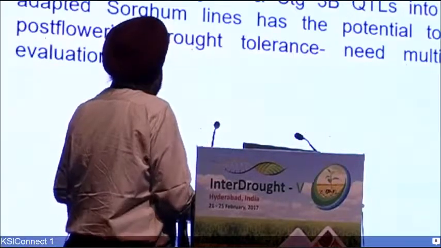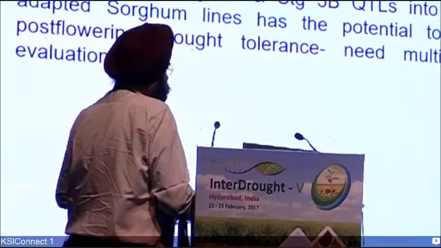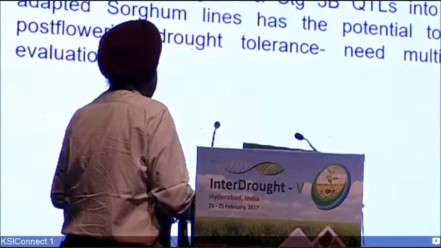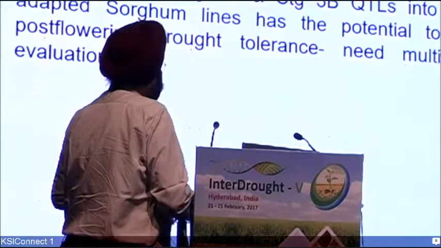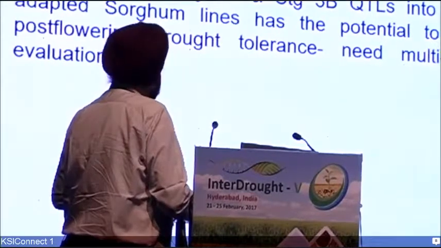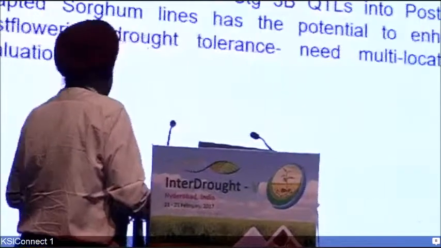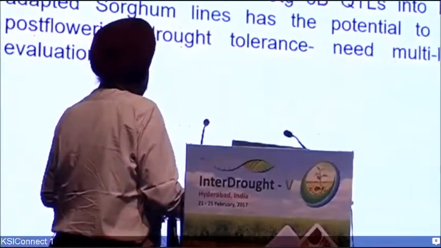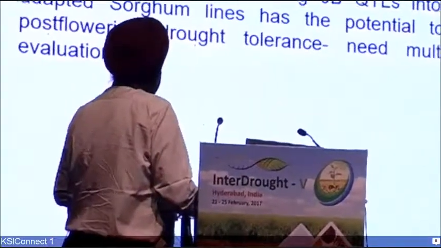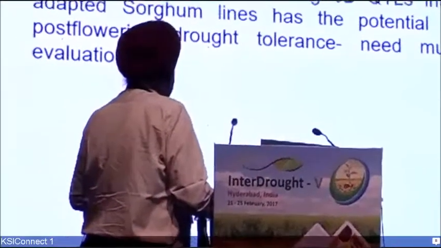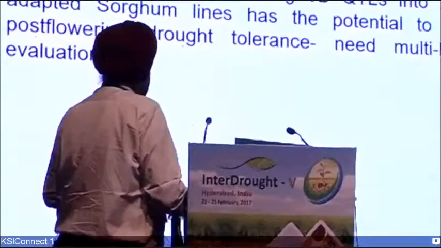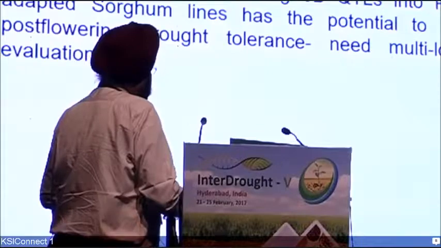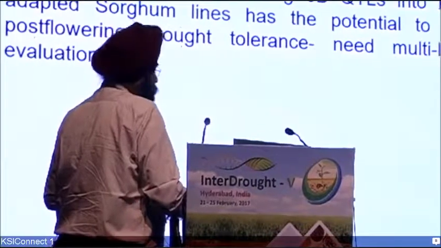In summary, stay green 3 is the QTL associated with stover as well as grain yield in post-rainy sorghum. Stay green 3B is associated with both improved transpiration efficiency and water extraction, but there is definitely a genetic background effect. From the last part, where we progressed into the Rabi adapted lines, we found that it has potential to enhance post-flowering drought tolerance, but we need to confirm it by conducting multi-location evaluations. Thank you very much.